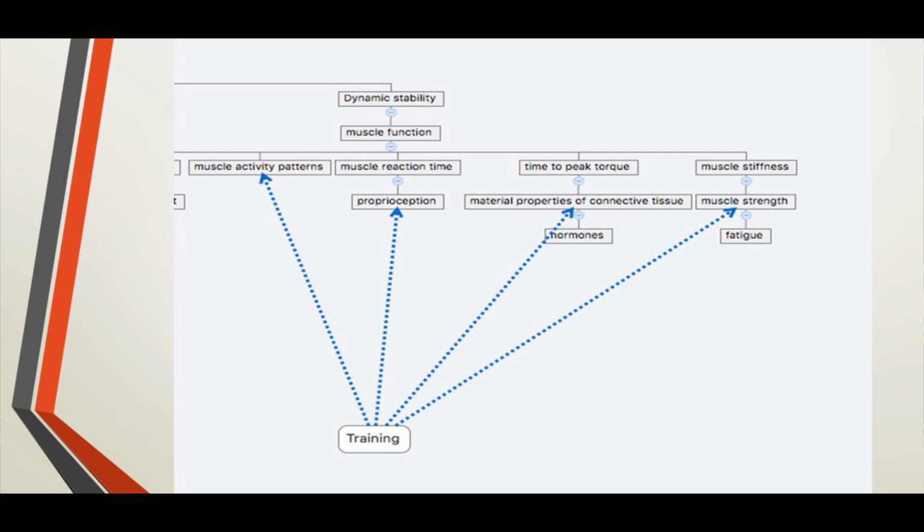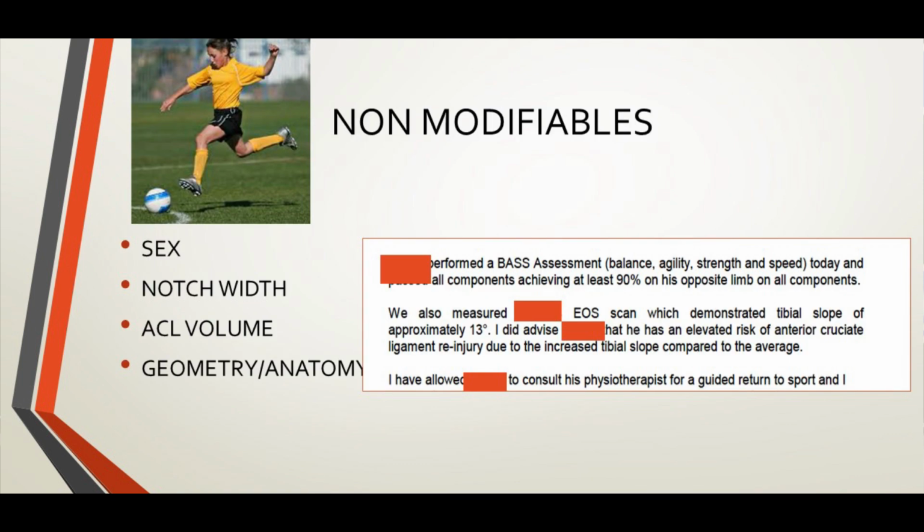So just briefly about the non-modifiable factors, particularly for you guys in this sport, which is a high-risk sport, and the age group, a high-risk age group for ACL injury. We know that females are in and around 6 times more likely to injure their ACL. Other non-modifiables like notch width, ACL volume, and geometry and anatomy. It's just a little excerpt from a doctor's report from a patient that we treat talking about lateral tibial downslope.